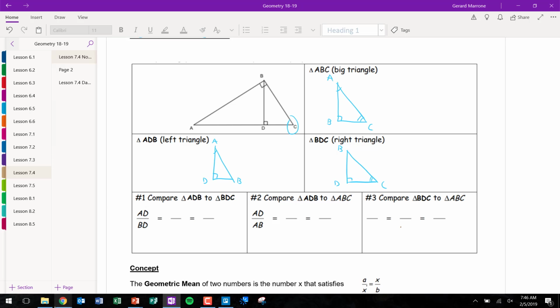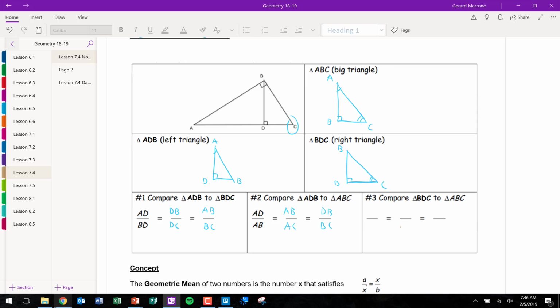So if we compare them, side AD compares to BD. We can also compare DB to DC because of the orientation, and we can compare AB to BC, and all three of those are going to be proportional. Now if we compare ADB to ABC, we compare the left triangle to the big one, we've got AD over AB. We then have, if we compare the hypotenuses, AB over AC, and then if we compare the two bases, you've got DB over BC. So those are comparing those two.